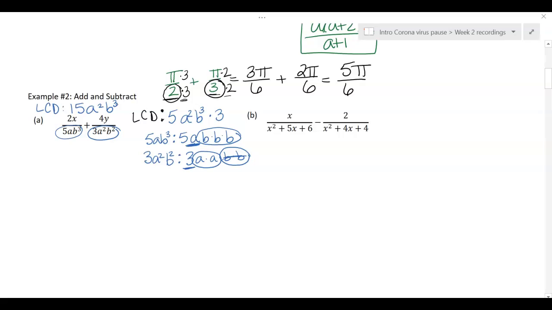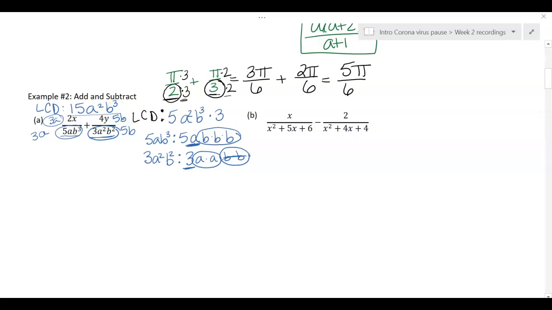Now I want to identify what do I multiply these things by to get that. What do I have to multiply 5ab cubed by to become 15a squared b cubed? I need to multiply by 3 and another factor of a. So that's what's going to multiply into this fraction, and because I choose to multiply it in the denominator, I also have to multiply it into the numerator here. Looking at the second fraction, for 3a squared b squared to become 15a squared b cubed, I need to multiply by a factor of 5 and a factor of b. And again, if I choose to do that in the denominator, I also need to multiply in the numerator.